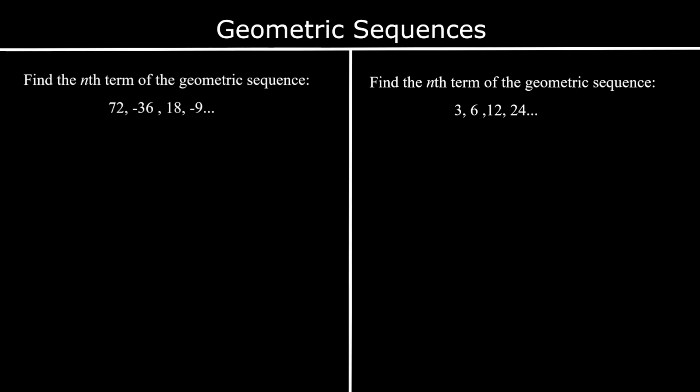To go from one term to the next term in a geometric sequence, we multiply by a common ratio. This question says find the nth term of the geometric sequence. Let's find the common ratio. So what do you multiply 72 by to get negative 36? Or negative 36 by to get 18?